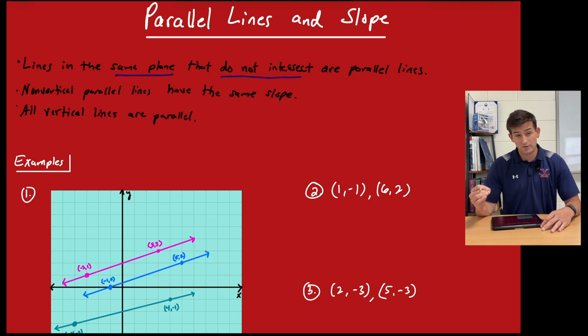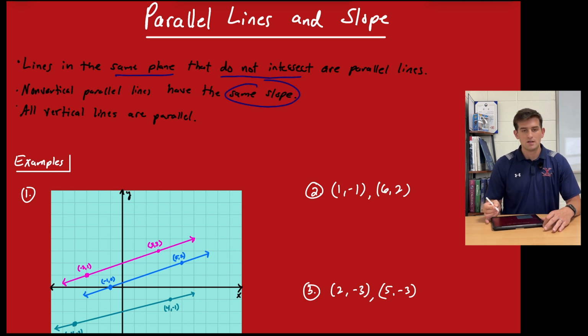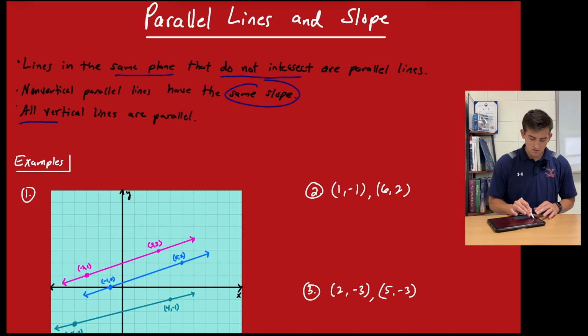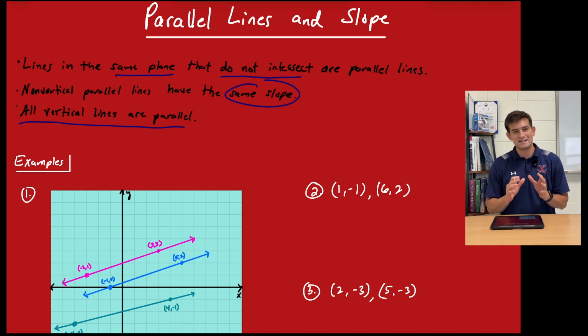So what is true about their slopes? It says non-vertical parallel lines have the same slope. So any lines that are not vertical, as long as they have the same slope, they would be parallel. So what does that mean about vertical lines? Well, all vertical lines are parallel. The reason that's in there is because the slope of a vertical line, if you remember from a previous video, is undefined. So it seems a little bit strange to say undefined is the same as undefined when you can't even define it, right? So that's why we just say, hey, all vertical lines are parallel, okay?